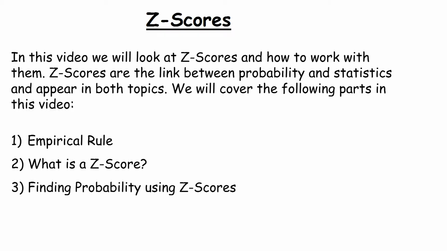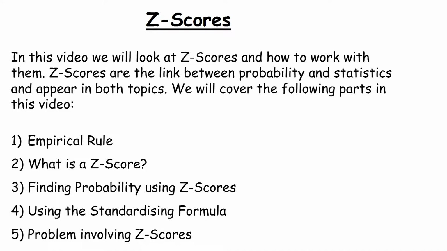Then we're going to find probability using Z-scores. So that's going to be a really straightforward way. And then we're going to use the standardizing formula, which will then lead to using Z-scores again. So each bit will be linking up to the next, and finally we're going to look at problems.